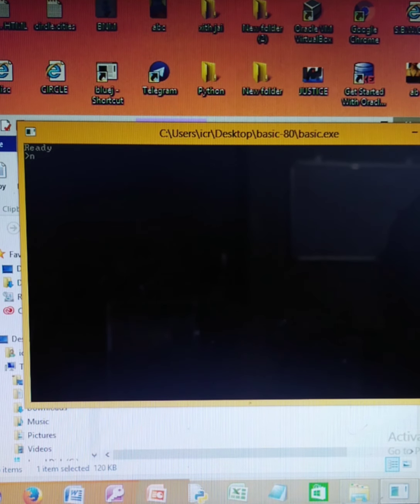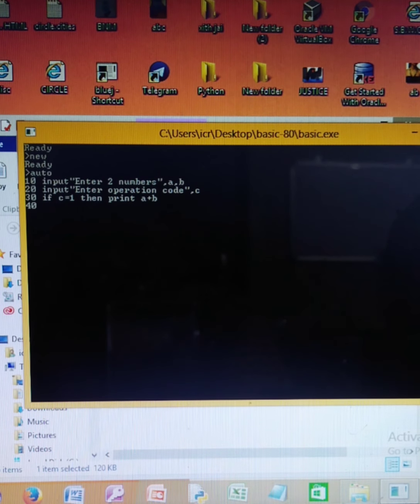So CLS, NEW, AUTO. In INPUT, I can write here a message, "Enter 2 numbers". The 2 numbers that I am entering are A and B. And here I am going to input "Enter operation code". So here with IF I am going to check if C is equal to 1, then PRINT A plus B. The sum of A and B will be printed.